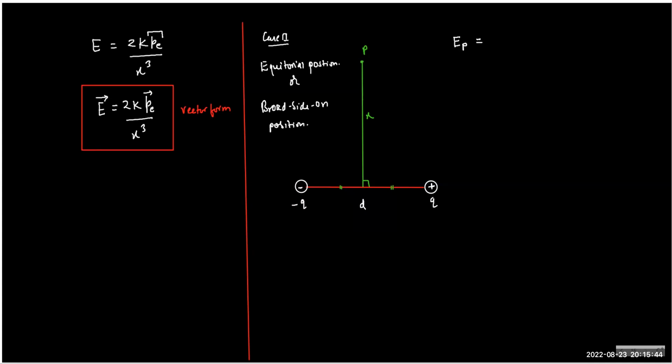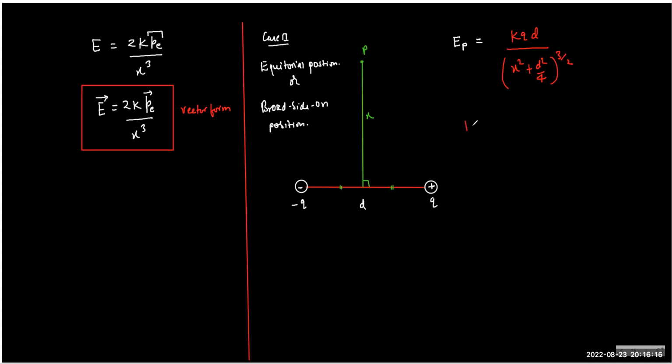Hello. You got the answer? Yes. Just a minute. Tell me. kQd upon (x square plus (d by 2) the whole square) the whole raised to 3 by 2. Very good. That's the correct answer. This is the answer. Nothing we can do.